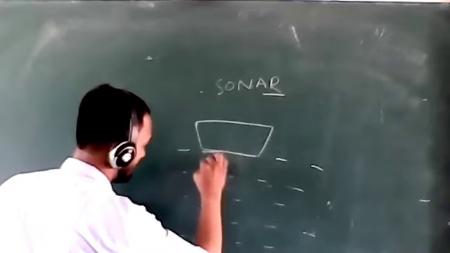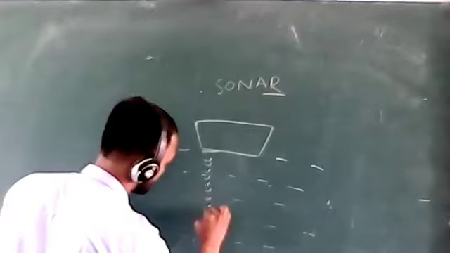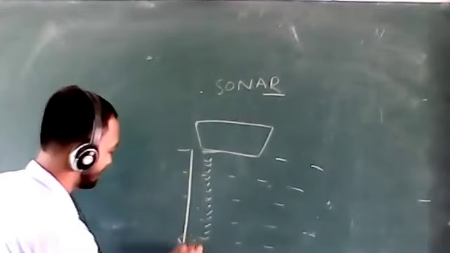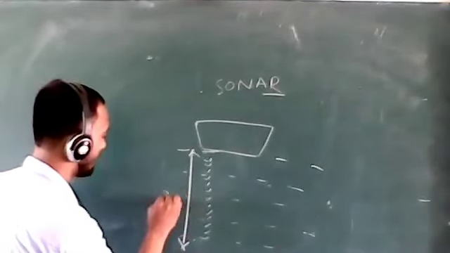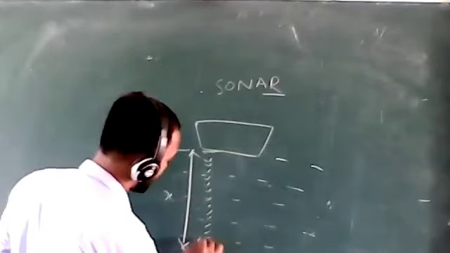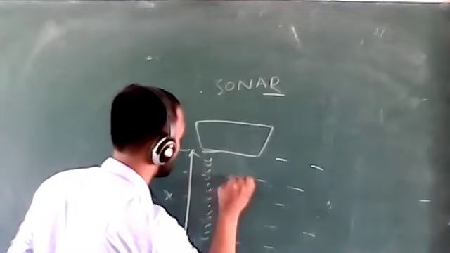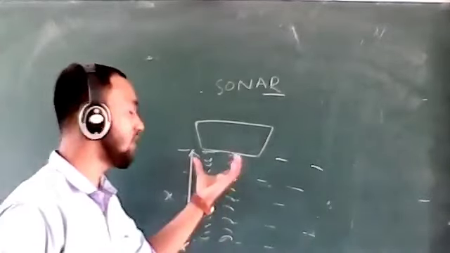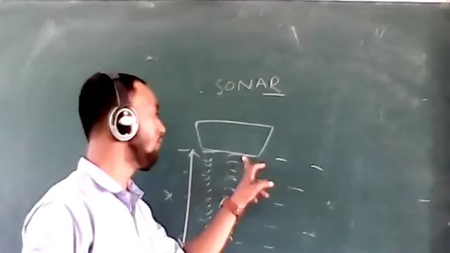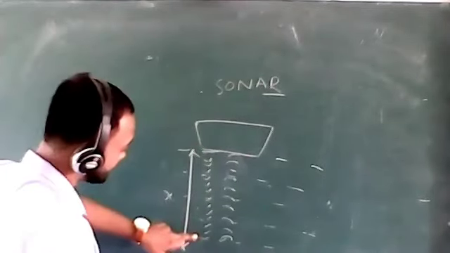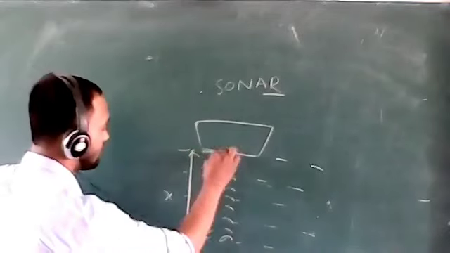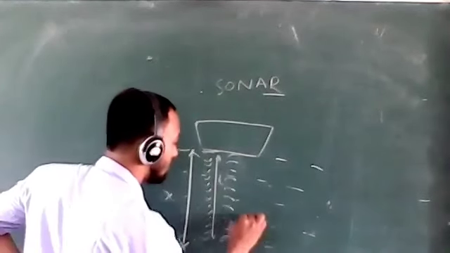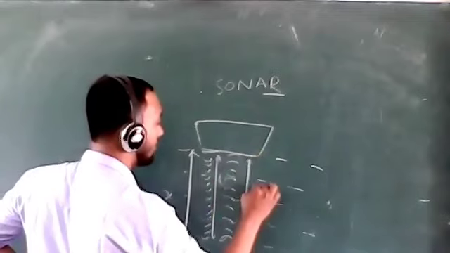So this boat produces ultrasonic sound, and after striking the bottom of the sea, suppose the depth of the sea is D or X, whatever you want to assume. I'm assuming X. After striking, it will come back to the boat. They will record the time in which the sound is reflected, meaning after reflection it comes towards the boat. So first it goes down, then it returns back. Suppose it takes time T to reach the bottom of the sea, and it takes the same time T to reach the boat.